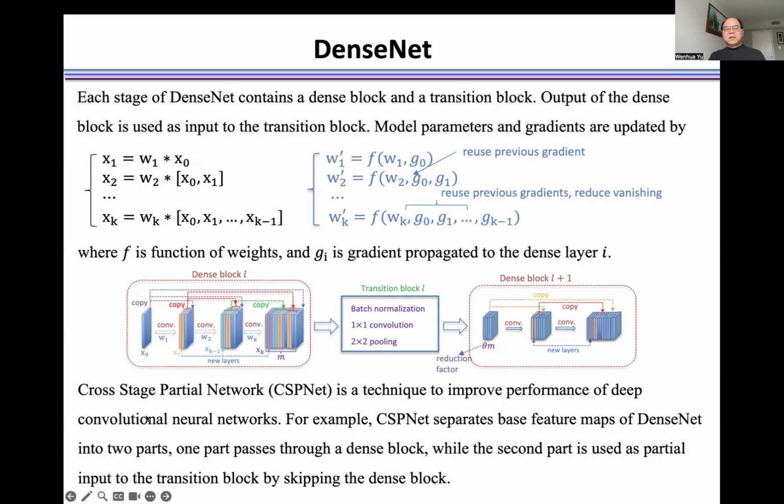Cross-stage partial network is a technique to improve the performance of deep convolutional neural networks. For example, CSPNet separates the base feature maps of DenseNet into two parts. One part passes through a dense block, while the second part is used as a partial input to the transition block by skipping the dense block.